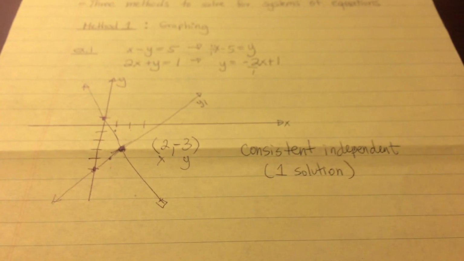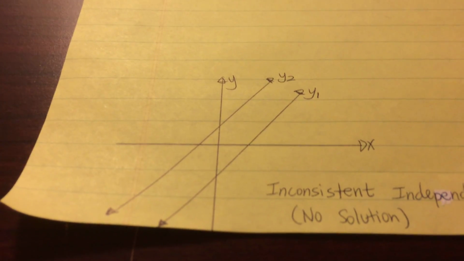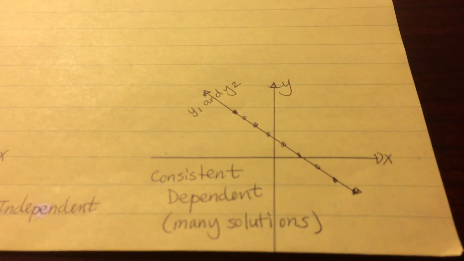Okay? So with the graphing method, there are some tricks to that. You have to figure out: is it going to be one solution, no solution, or many solutions? All right? So that's one thing.